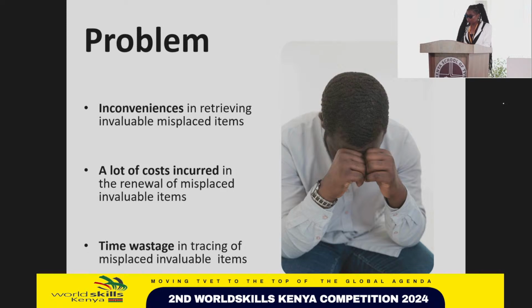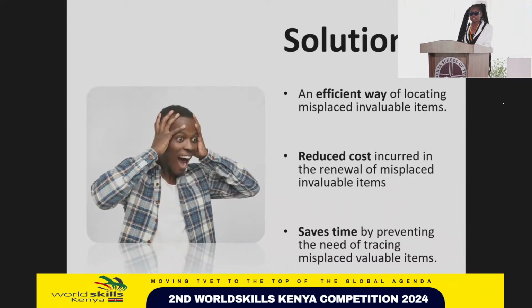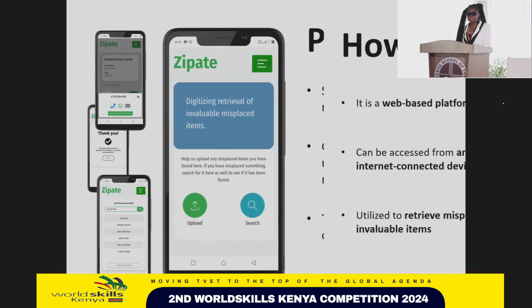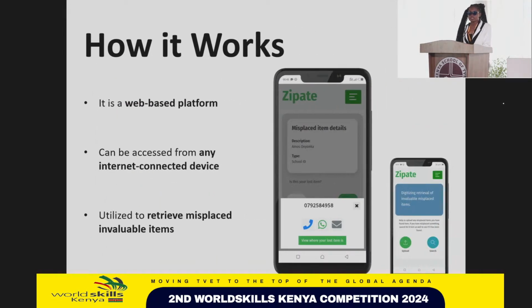So with this product, you will be able to search for your document on the platform. You'll also be able to upload an item on the platform, and you'll be able to know the exact location where your item was uploaded. And you can set an alert if you find that the item has not been uploaded on the platform. So this is how it works. Zipate is a web-based platform and can be accessed on any device connected to the internet. Currently, we don't have direct competitors.